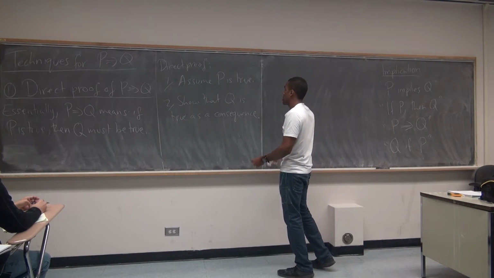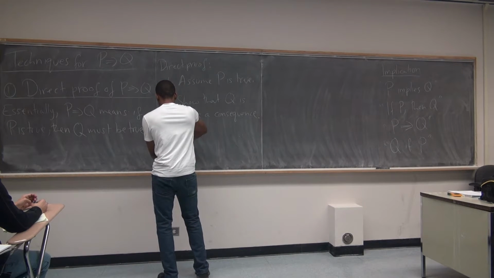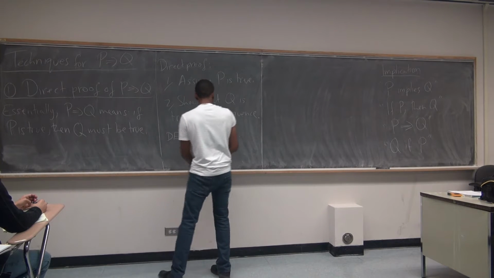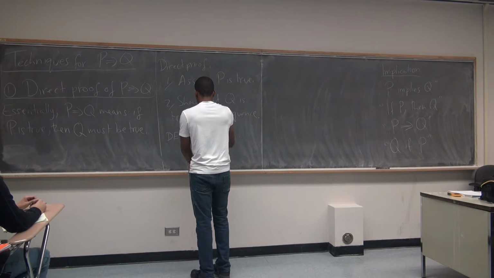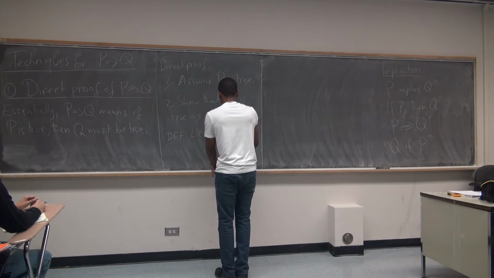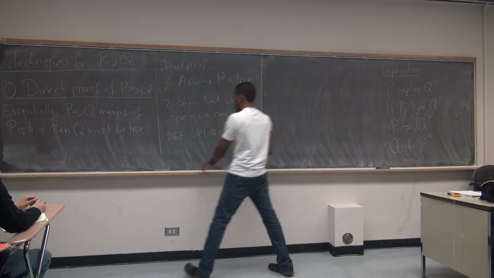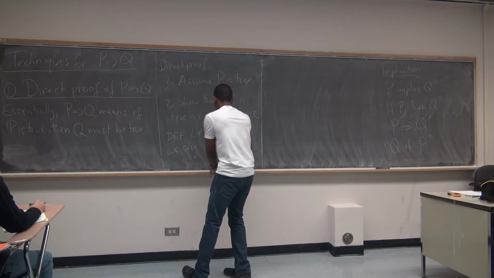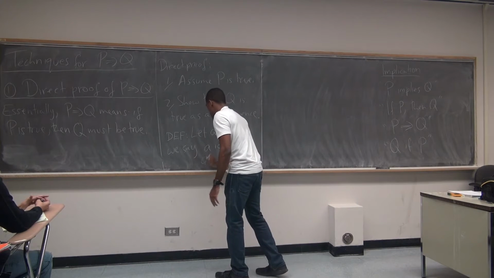So let's maybe do an example. First, let's do some definitions. I'll start with some simple examples and then we can move on. What does this mean? Let A be an integer, right? We say A is even if, how do I know that an integer is even?